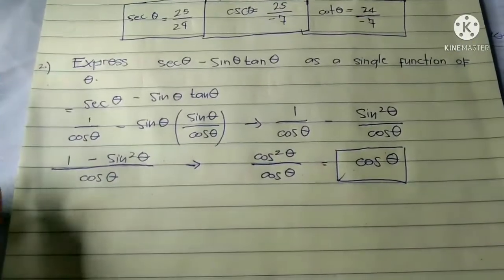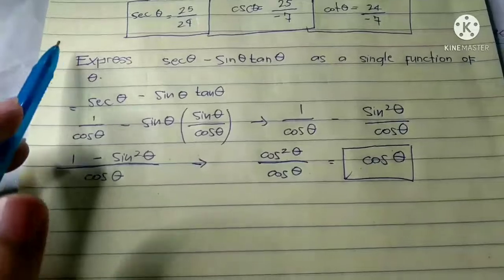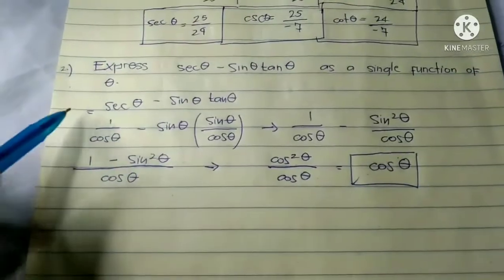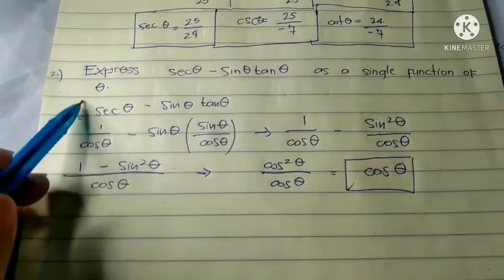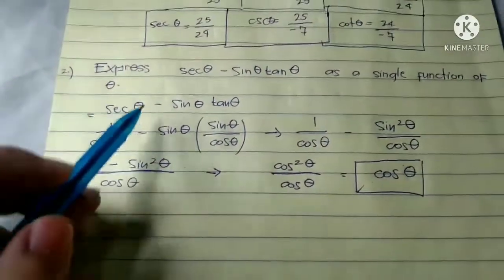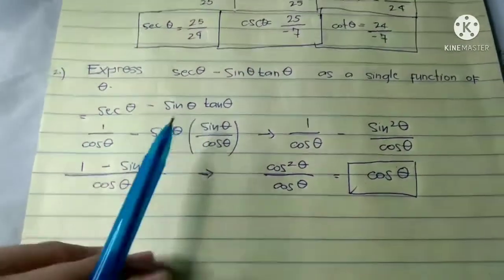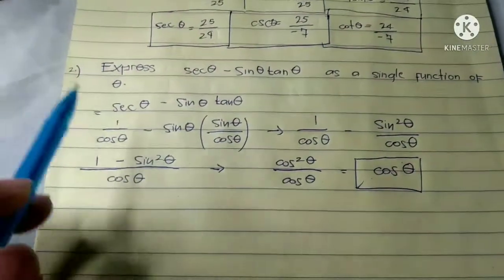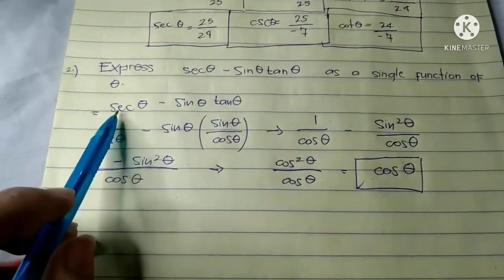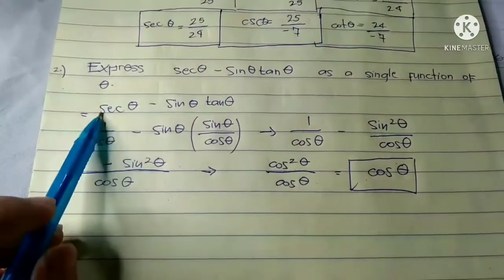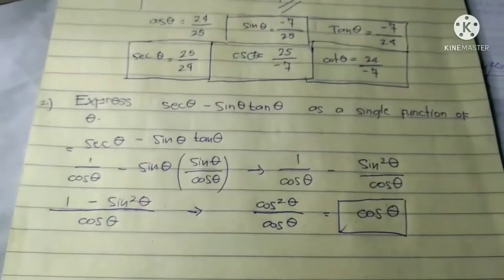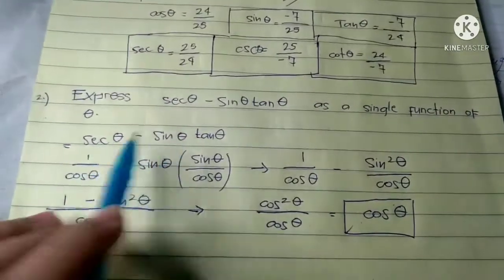So we have here, express secant theta minus sine theta tangent theta as a single function of theta. So we have here secant theta minus sine theta tangent theta. So to make this a single function of theta, we need to transform secant theta and our tangent theta to sine and cosine form.